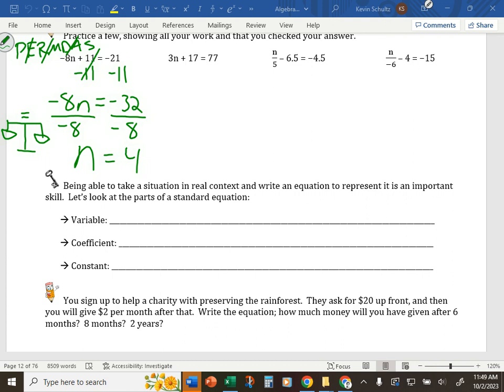Take 30 seconds. 3n plus 17 equals 77. Use opposite operations. Think about the operations being done and how to undo them.